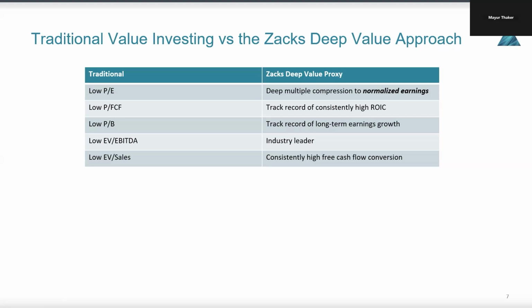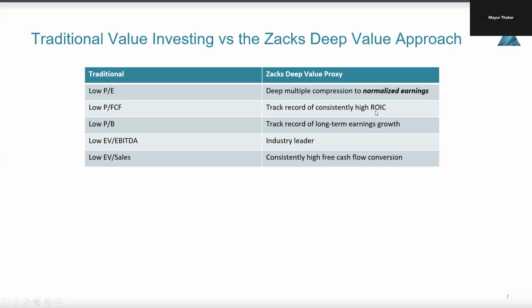And therefore, this dip is a dip to buy. However, if you're focused on PEs, you're not going to see it. You're not going to see the multiple compression. If you're focused on normalized earnings, you will see that compression. And we'll take an example here in a minute. So we want deep multiple compression to normalized earnings. We want a track record of consistently high ROIC.